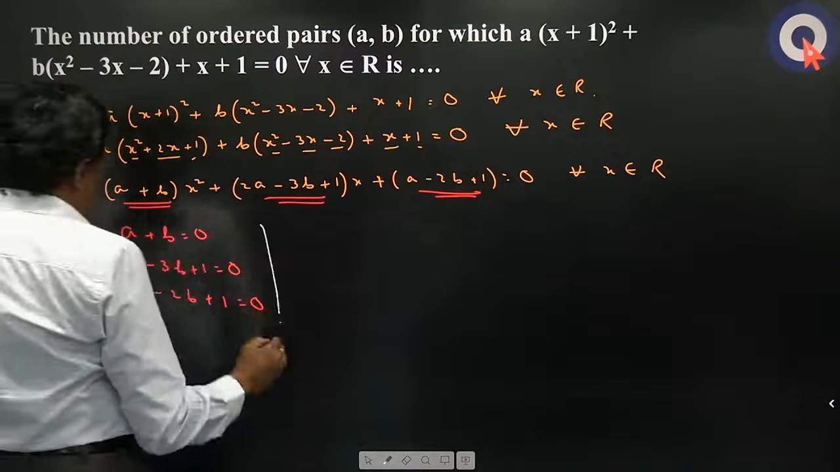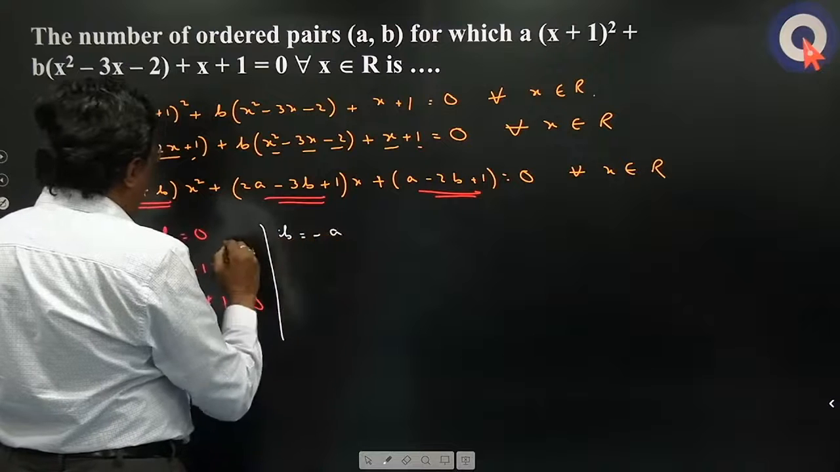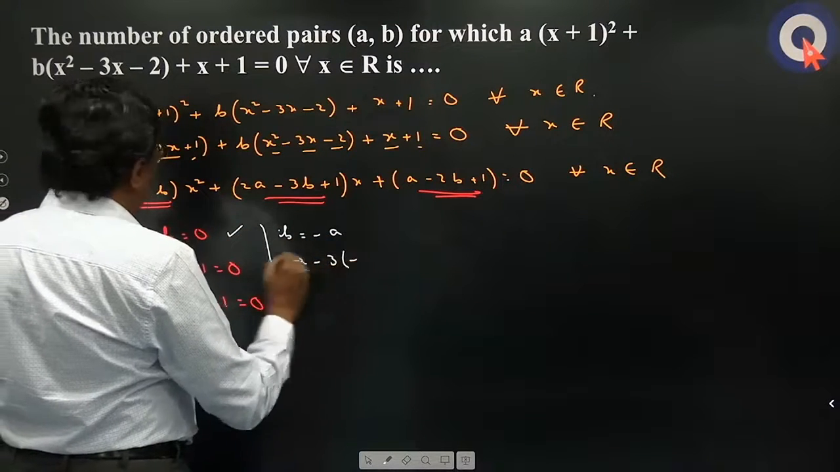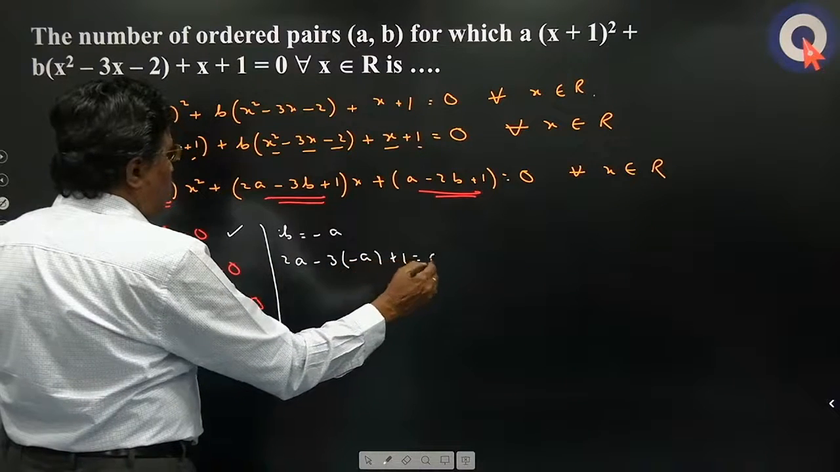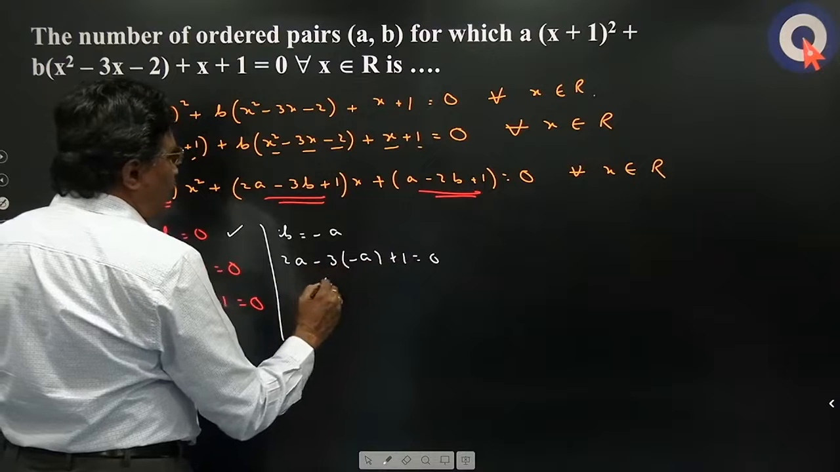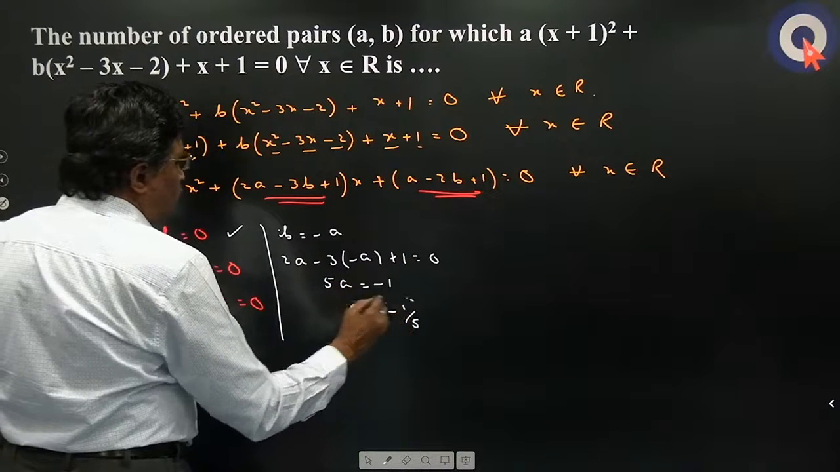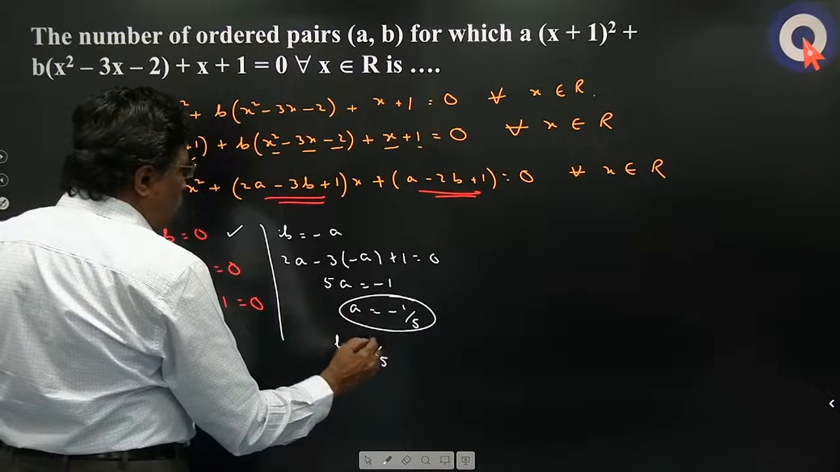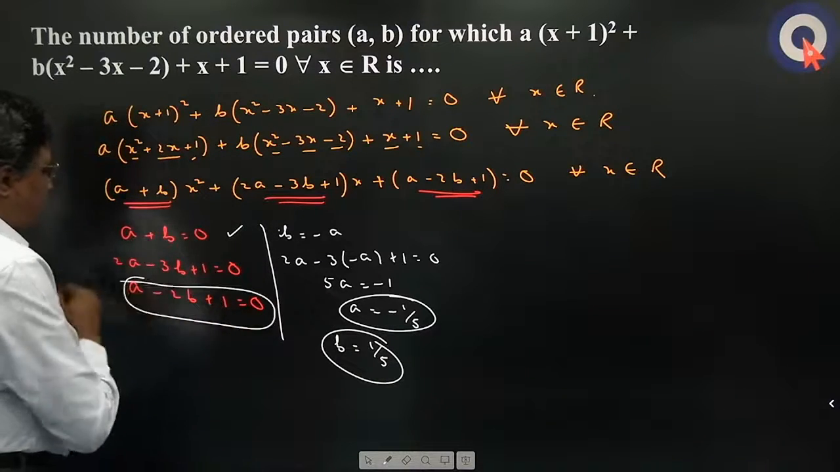See, so what we can do, we have b = -a from the first one. So if I put it here, b = -a, 2a - 3b + 1 = 0. So you have 2a + 3a, 5a = -1, or a = -1/5. So as a = -1/5, b has to be 1/5. So these two values have to satisfy this one.